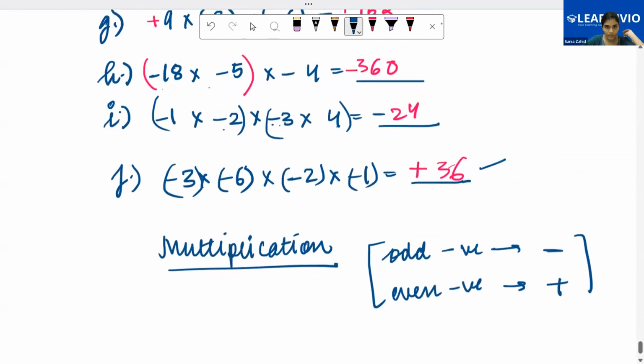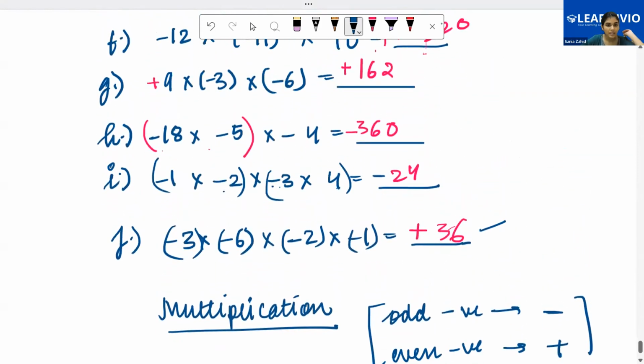Like, in the first one, I had 1 and 2. So 2 is even. So I had even number of negative signs. So my answer is having positive sign. In the next one, I have odd number of negative signs. So my answer is having a negative sign. Then I'm having odd number of negative signs. So I'm having a negative sign in my answer. And then I have even number of negative signs. So I had a positive sign in my answer. Okay.